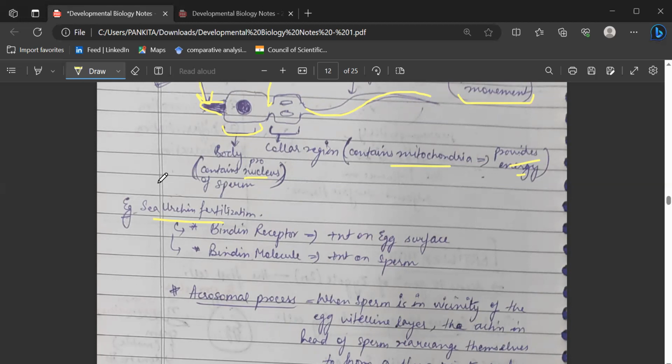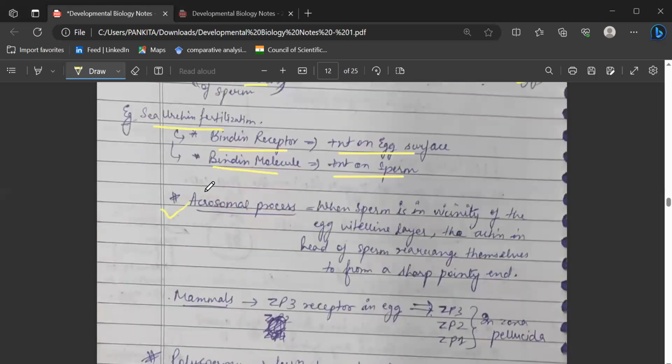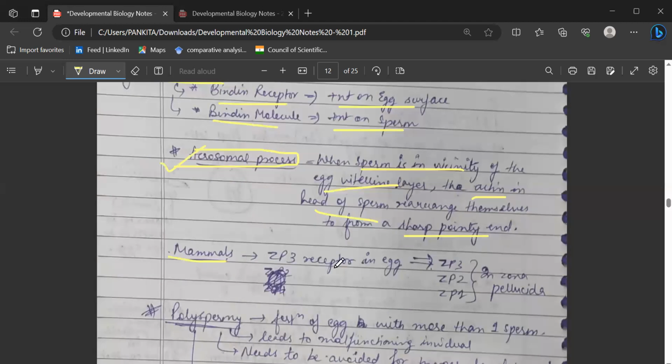For example, in sea urchin, for fertilization, binding receptors are present on the egg surface and binding molecules are present on the sperm. Because of this chemotactic interaction between these two, the sperm will move toward the binding receptor. Acrosomal reaction, what is the acrosomal process? Acrosomal process is basically when the sperm is in the vicinity of the egg membrane. In that case, the actin molecules in the head of the sperm rearrange themselves to form a sharp pointy end. Mammals have ZP3 receptors in the egg.